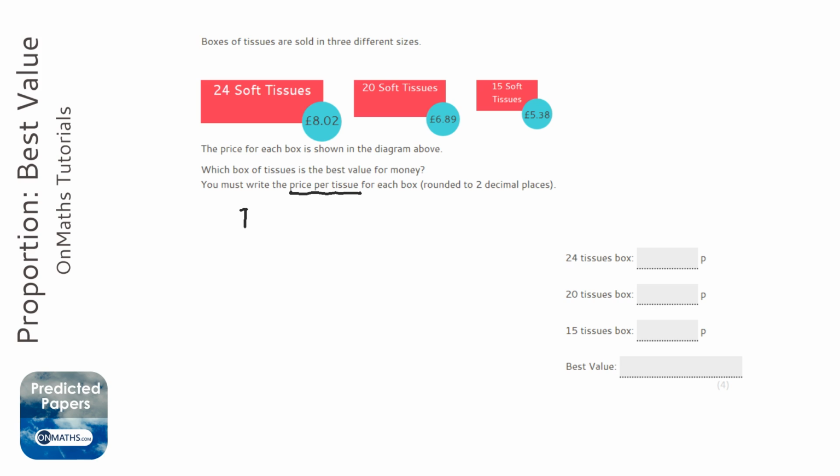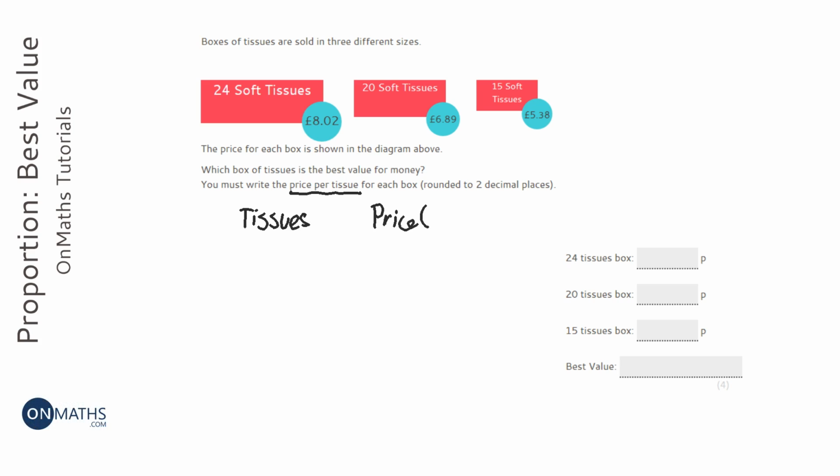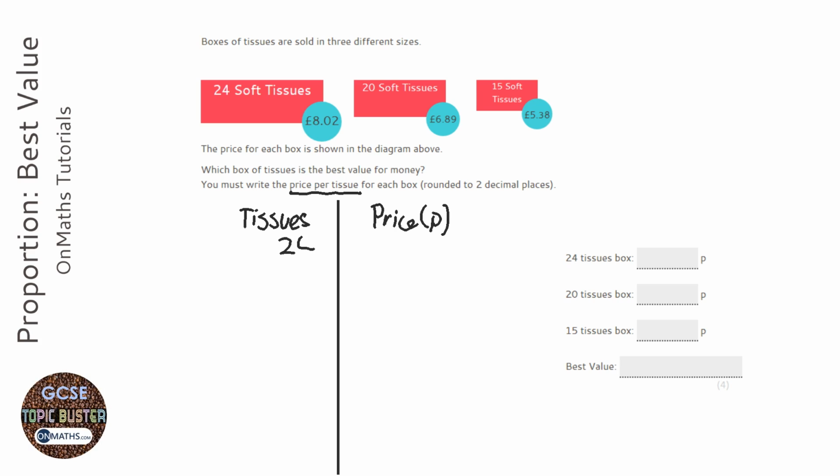So we're going to have tissues on the left hand side and price, and I'm going to do it in pence because it's normally a lot easier to work out when it's in pence. I'm just going to draw a line down the side. So we're going to start off with the box of 24, and it costs 802 pence. Now to get 1 tissue, I'm going to divide both sides by 24.